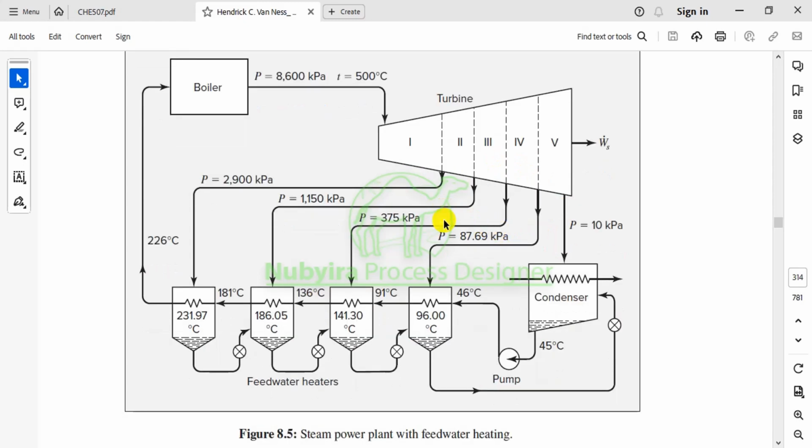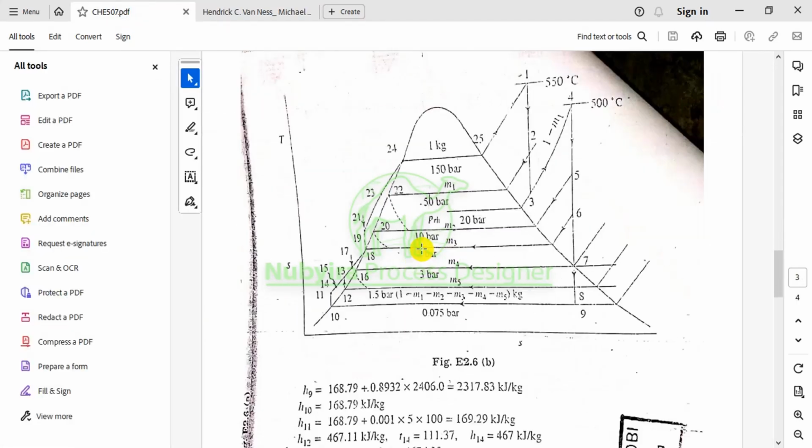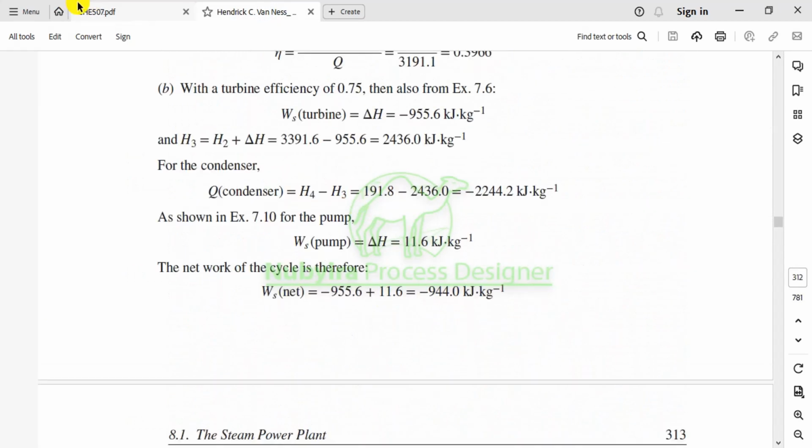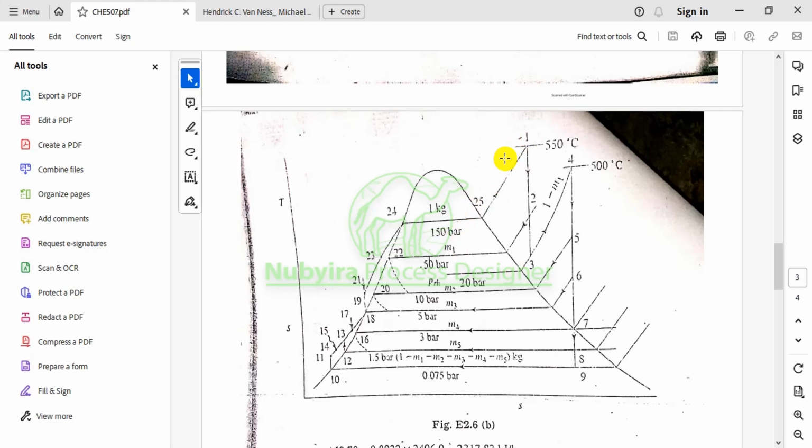We make the process more efficient, as you can see from the TS diagram over here for a regenerative Rankine cycle. You can see it's more complex compared to the simple one. As you can see, we have multiple lines here. This is the superheated steam, and this is the expansion in the turbine downward to another state, from state 1 to state 2. You have the heat exchanger over here, and the condenser to the subcooled state, then it joins the next section.